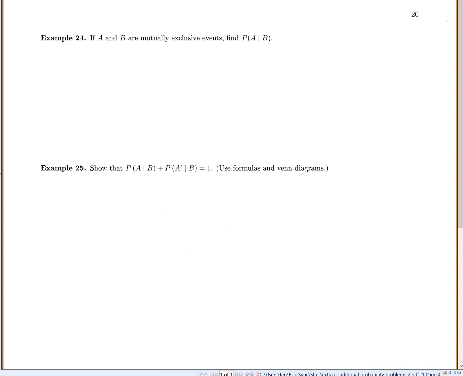Now, example 24. If A and B are mutually exclusive events, find the probability of A if you know B. Mutually exclusive events means you have a setup like this. You have A and B, and they have absolutely nothing in common. So mutually exclusive means nothing in common. Anytime you have something like that, you know that the probability of the and, or the intersection, will be 0, because there's nothing that they have in common. They don't intersect, so the probability of the intersection has to be 0.